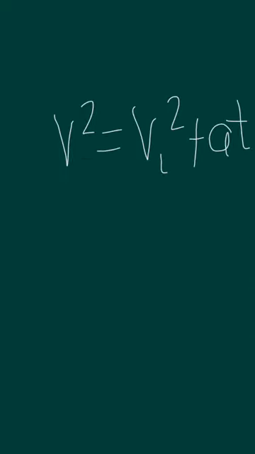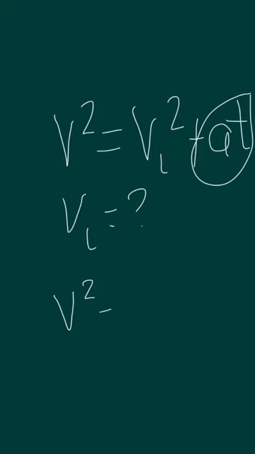Say we have an equation that looks like this. V squared equals V initial squared plus AT. And we want to solve for V initial. Well, the first thing we got to do is get it by itself. So that means we have to get rid of that AT. It's being added on this side. So that means we have to do the reverse. So that's velocity squared minus AT is equal to velocity initial squared.